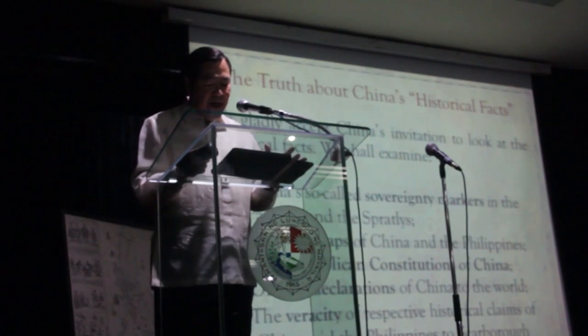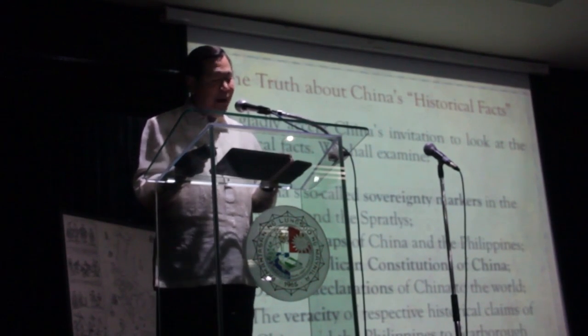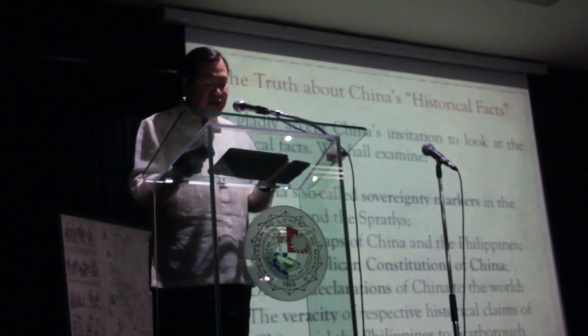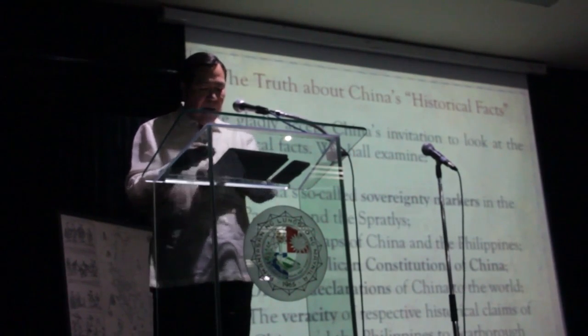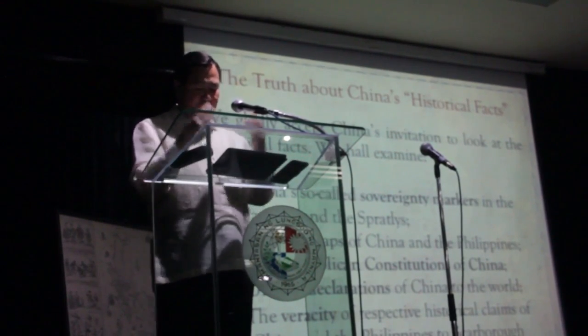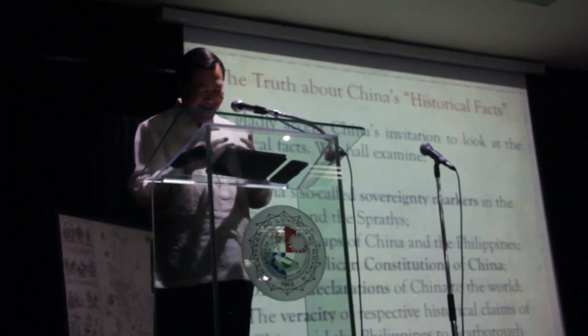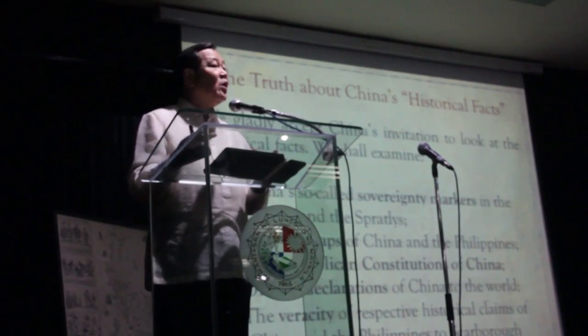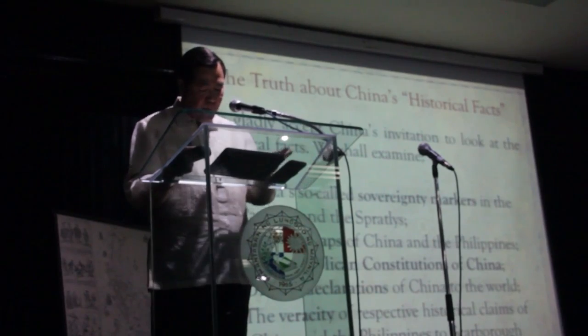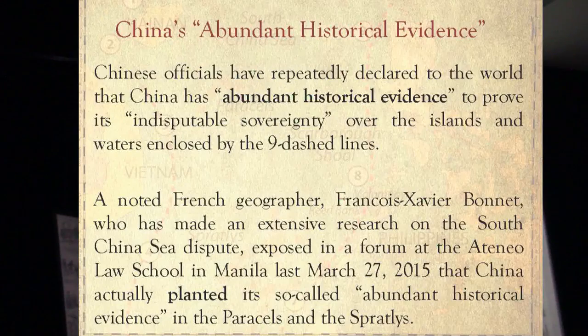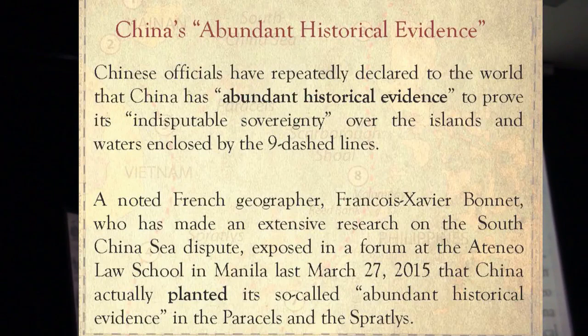We examine China's so-called sovereignty markers in the Paracels and the Spratlys, ancient maps of China, the Republican constitutions of China, and the actual historical claims, the narrative of China and the Philippines with respect to Scarborough Shoal. China always says that they have abundant historical evidence to prove their indisputable sovereignty over the South China Sea, the islands and the waters.